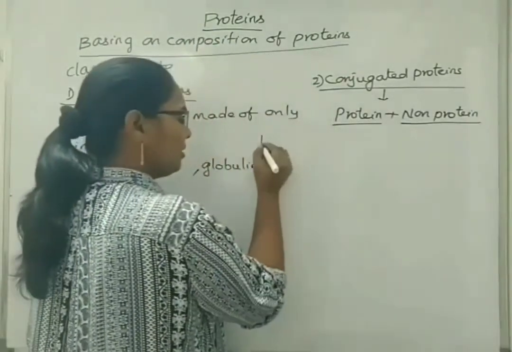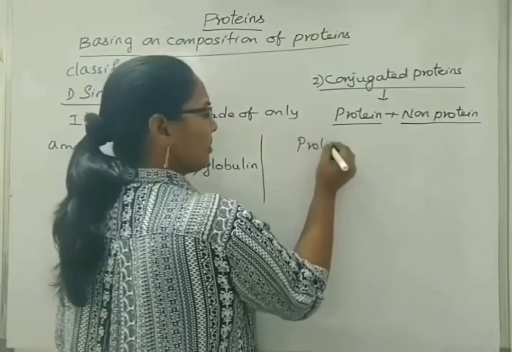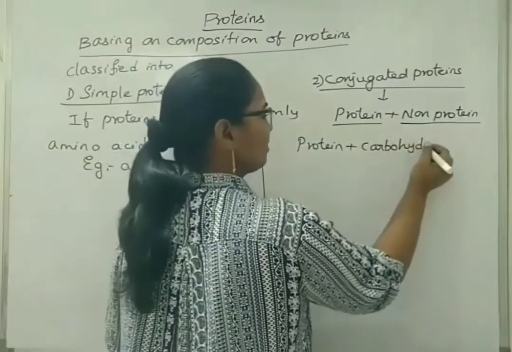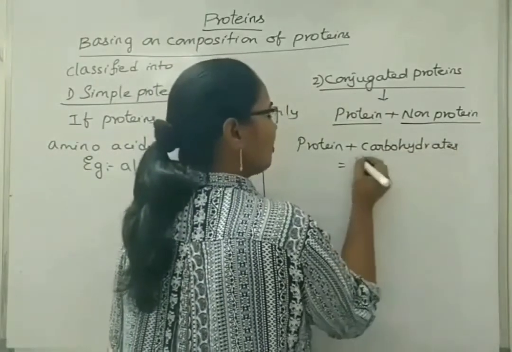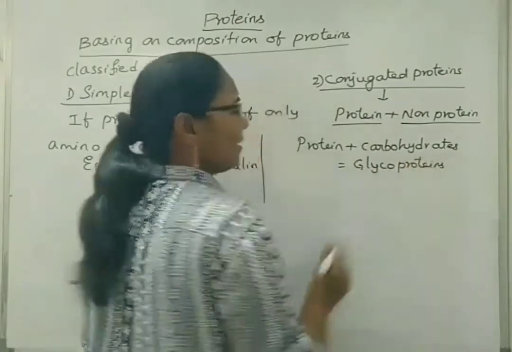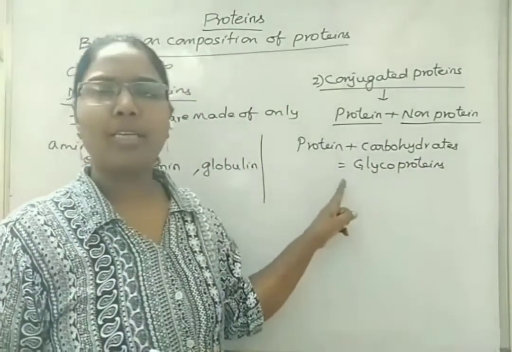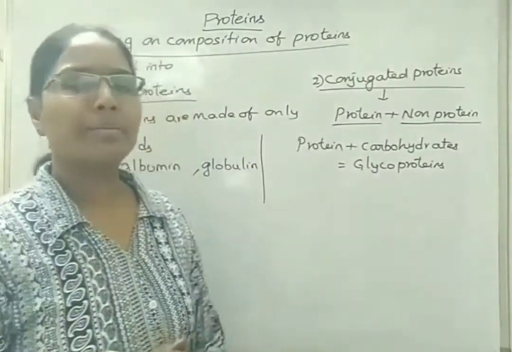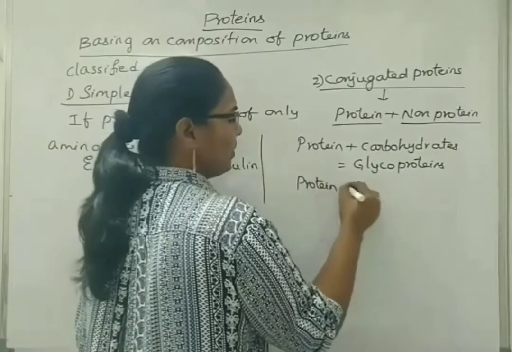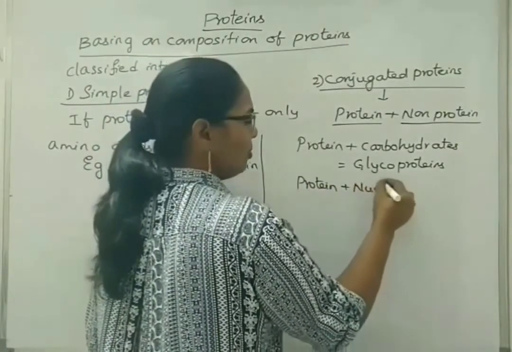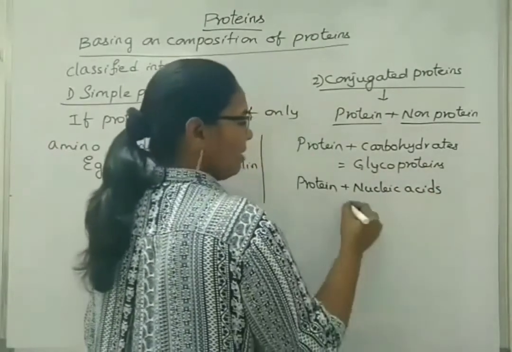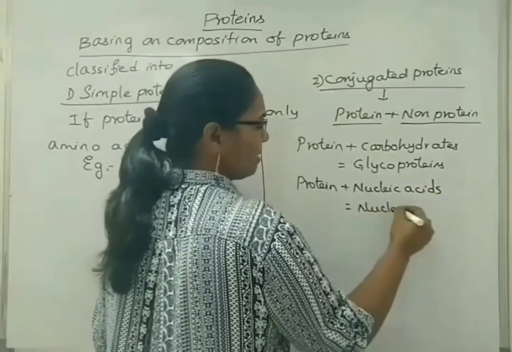Now, we will write a few names of that. That is, protein plus carbohydrates are termed as glycoproteins. Mostly, we read glycoproteins exist while drawing the plasma membrane structure. Next, protein plus nucleic acids like DNA fragments or RNA fragments, we call it as nucleoproteins.